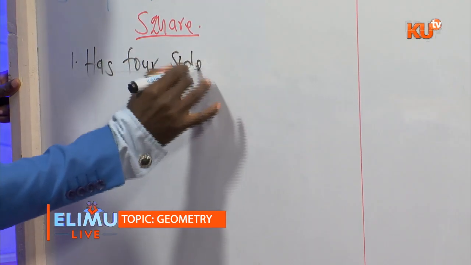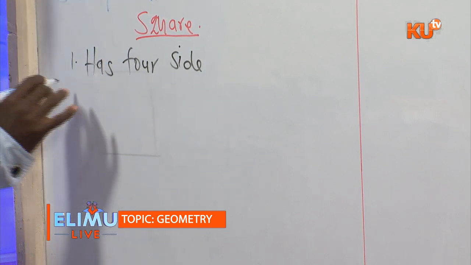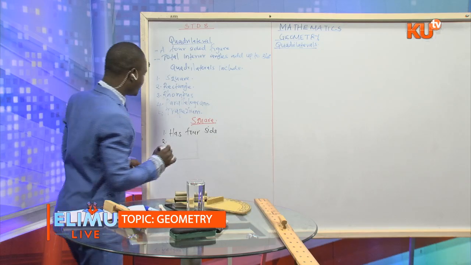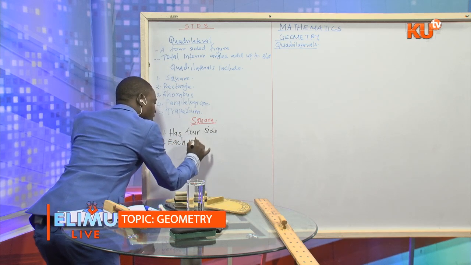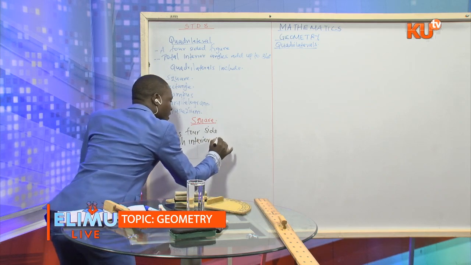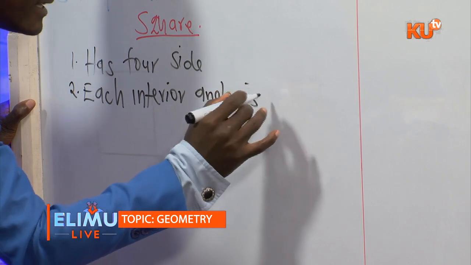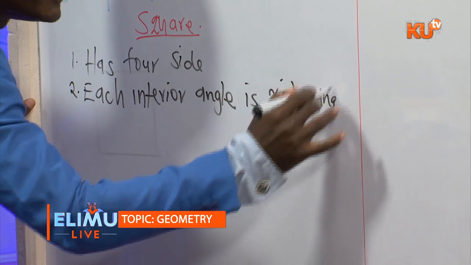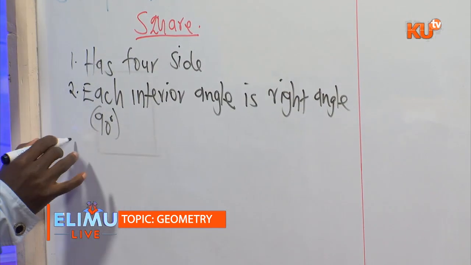The first property of a square is that it has four sides. Like I said earlier, these two properties of quadrilaterals are shared by all the five quadrilaterals I've written here. The second property of a square is that each interior angle is a right angle, that is, it's 90 degrees.